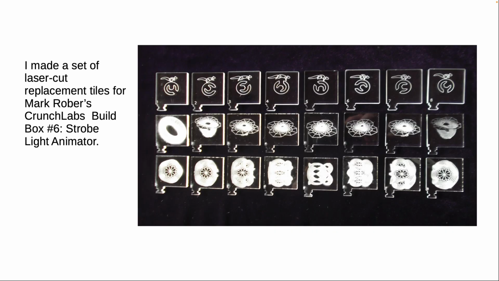So I went down to Chimera Art Space in Sebastopol, California, and made a set of laser cut replacement tiles for Mark Rober's Crunch Labs Build Box number 6 strobe light animator. They're mathematically themed. Here's the metamorphosis. It's a torus opening up into Costa's minimal surface. And here is the Calabi manifold from string theory rotating in complex force space.